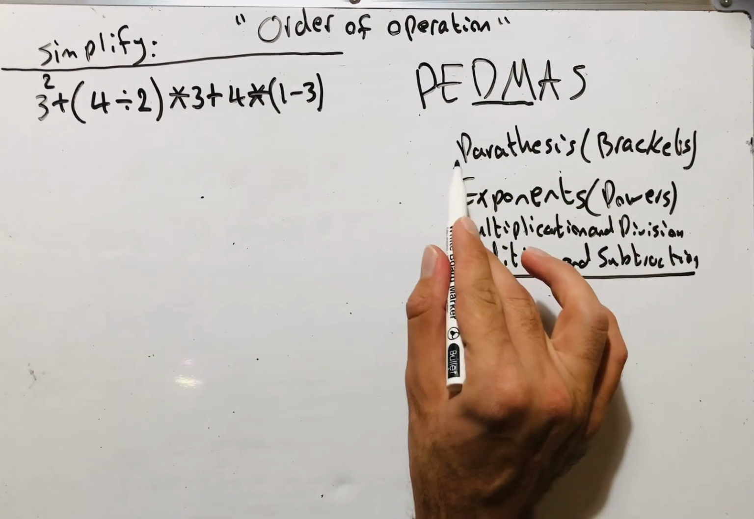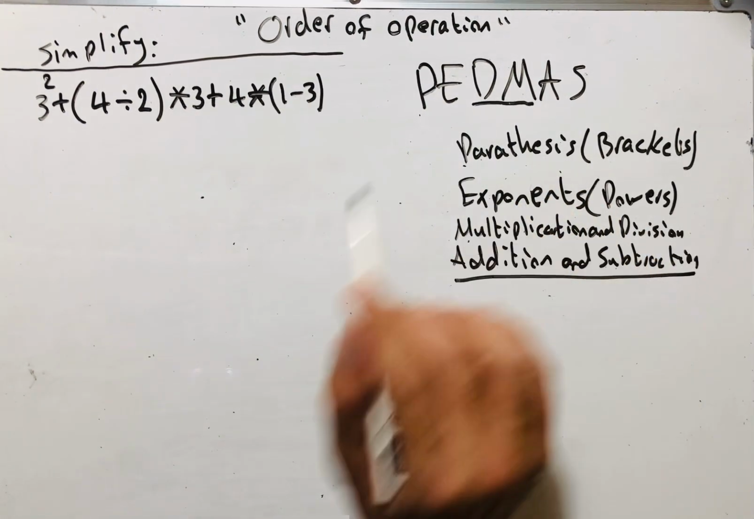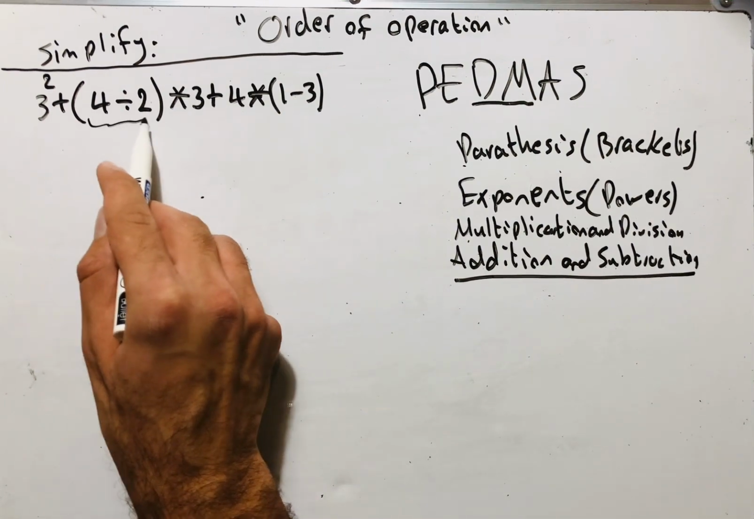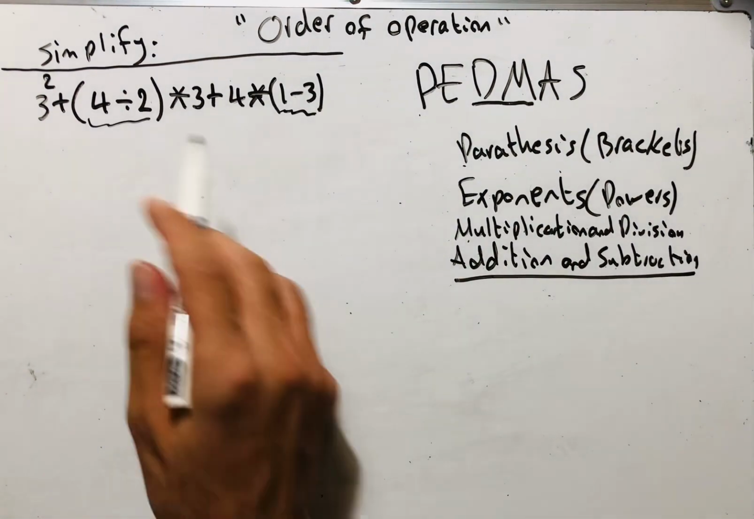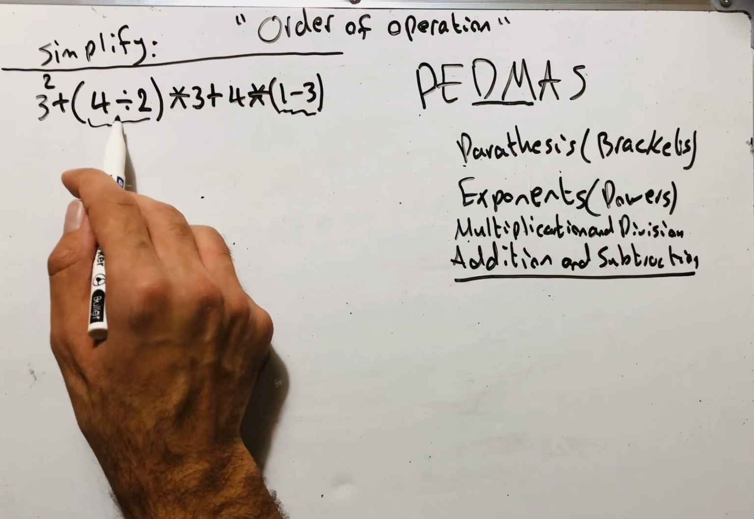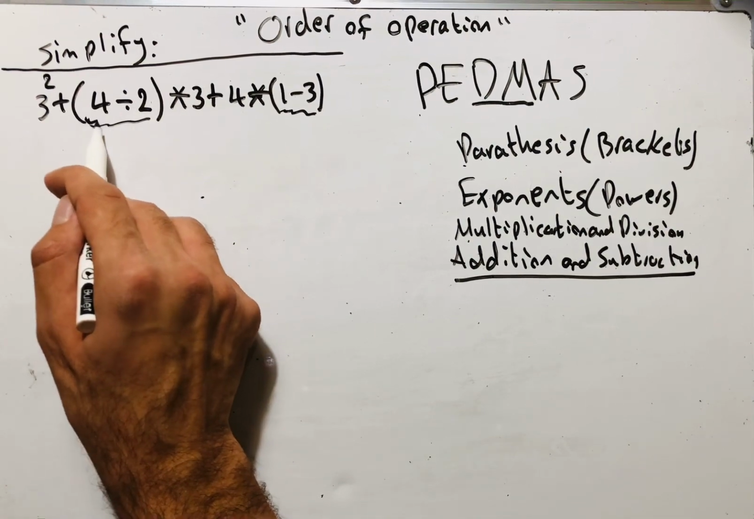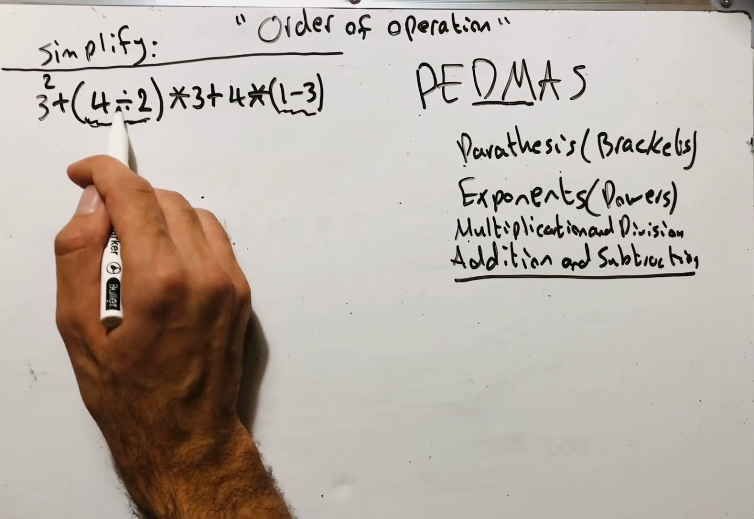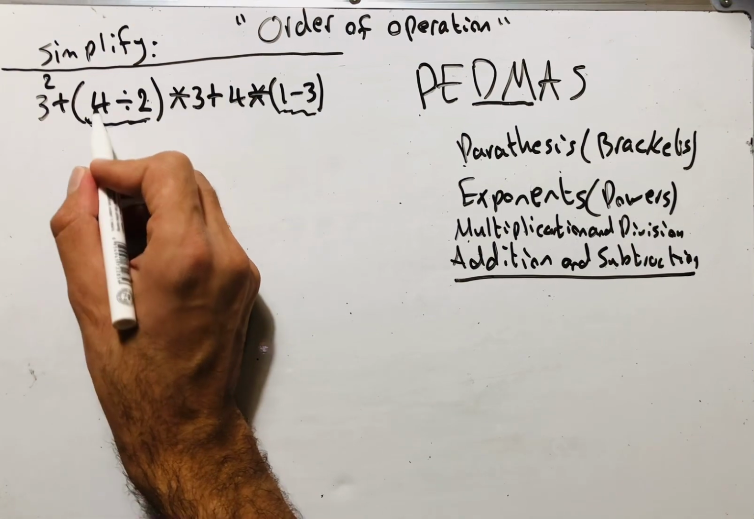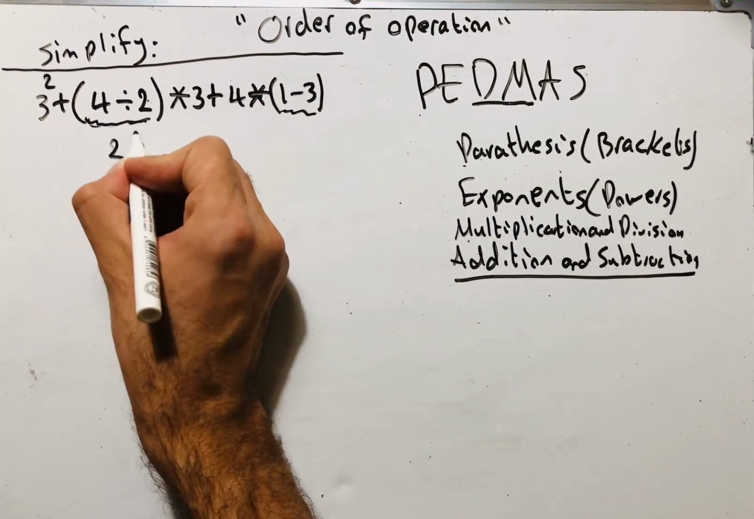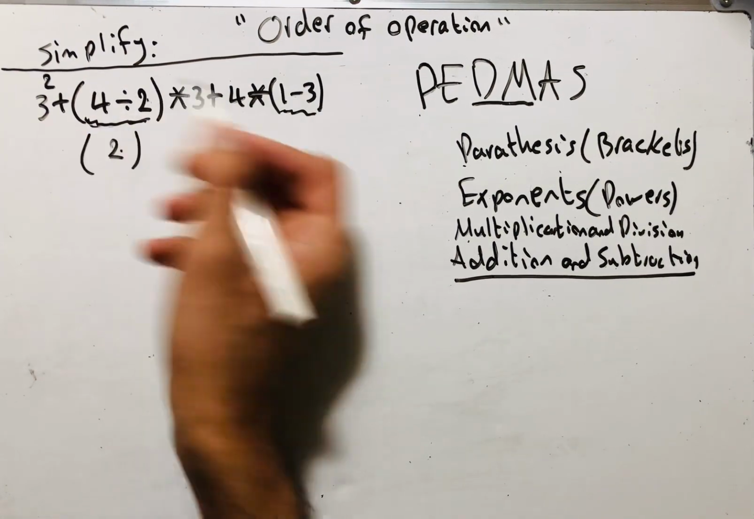So firstly, we're going to be dealing with parentheses, okay? So here we have two. We're going to be starting with this one. What do we have inside the bracket? We have 4 divided by 2. So 4 divided by 2 is obviously what? 2, because 2 times 2 is 4.